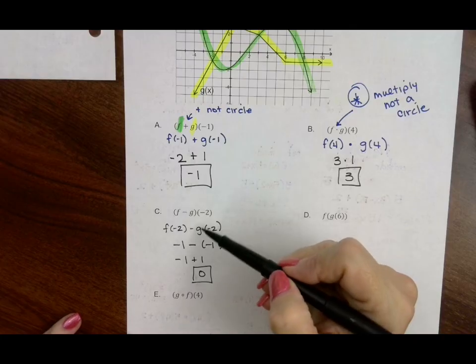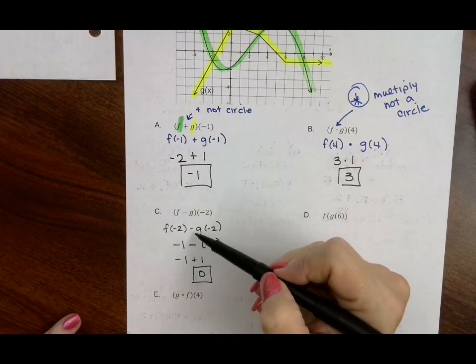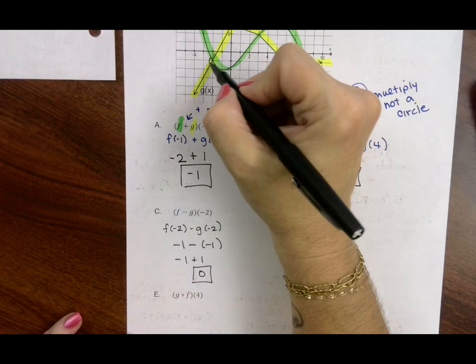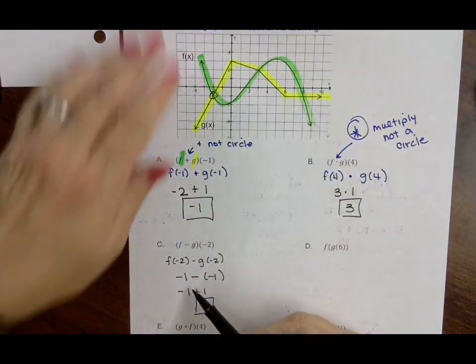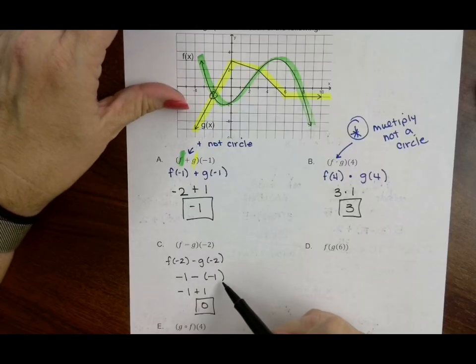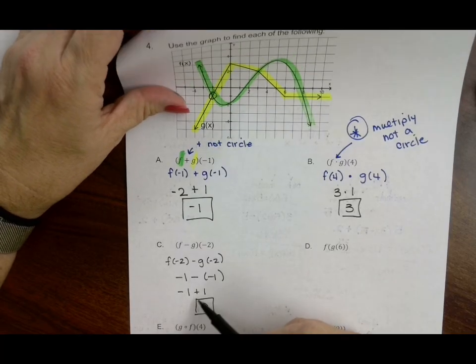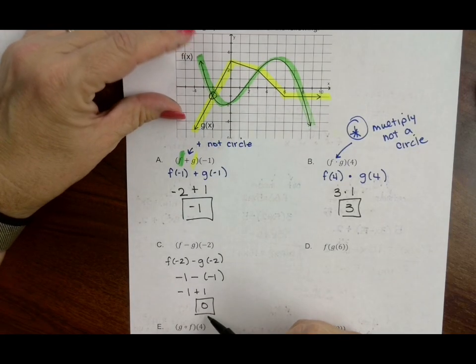Okay, so I'm subtracting. So this means I subtract. The value here is the same for both of them. This is where it intersects right here. So I end up with negative 1 minus negative 1. So negative is positive. So negative 1 plus 1 is 0.